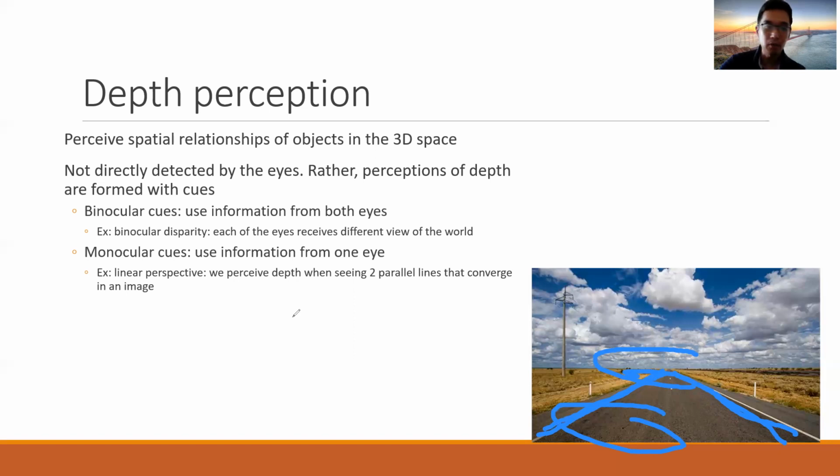So actually people tell or perceive how deep the thing is using these kinds of cues. So we rely on perception rather than sensation. People see color relying on sensation, but people see depth, how deep the thing is, relying on perception.